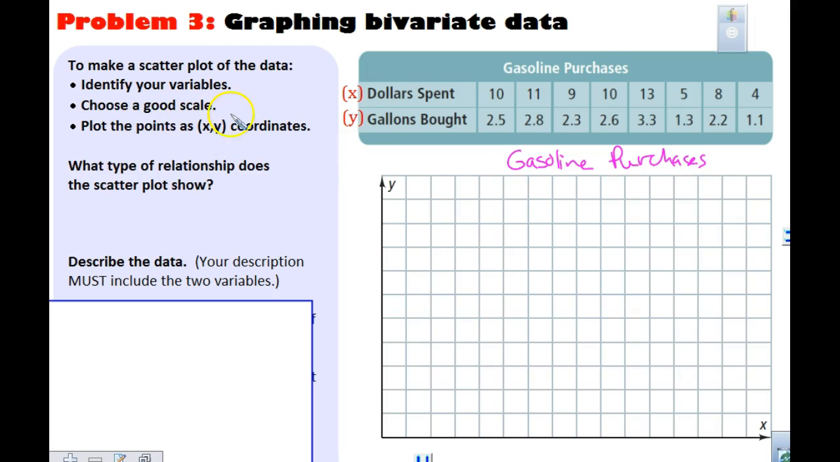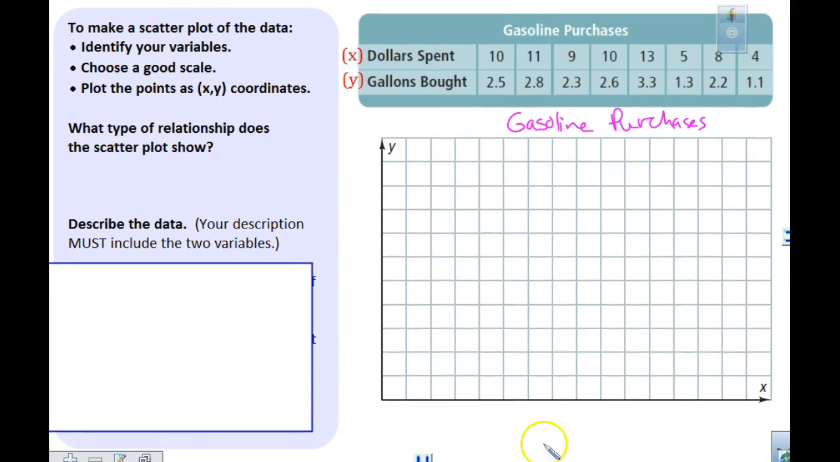The next thing we want to look at is our scale. So the dollars that we're spending, that's going to be on our x-axis. Go from 4 to 10, or 4 to 13. Could we easily just go by ones? Yes, I'd go by ones on your x-axis. And that is going to be our dollars spent.